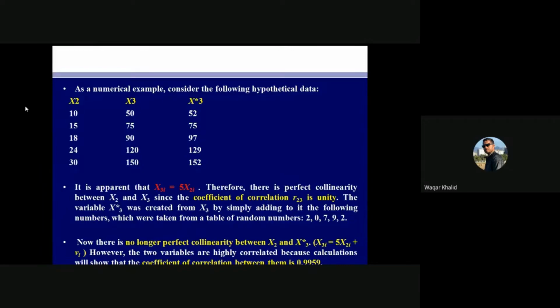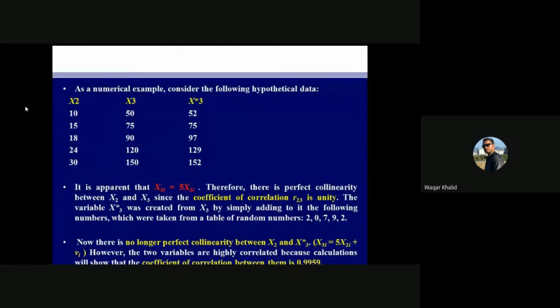Similarly, when we are interpreting beta 3, we can say that by keeping x2 constant, that is, keeping the income level of a consumer constant and changing his wealth. So we are saying that if there is a 1 unit change in the wealth of a consumer, keeping x2 constant, then on average a certain amount of change will occur in the dependent variable.